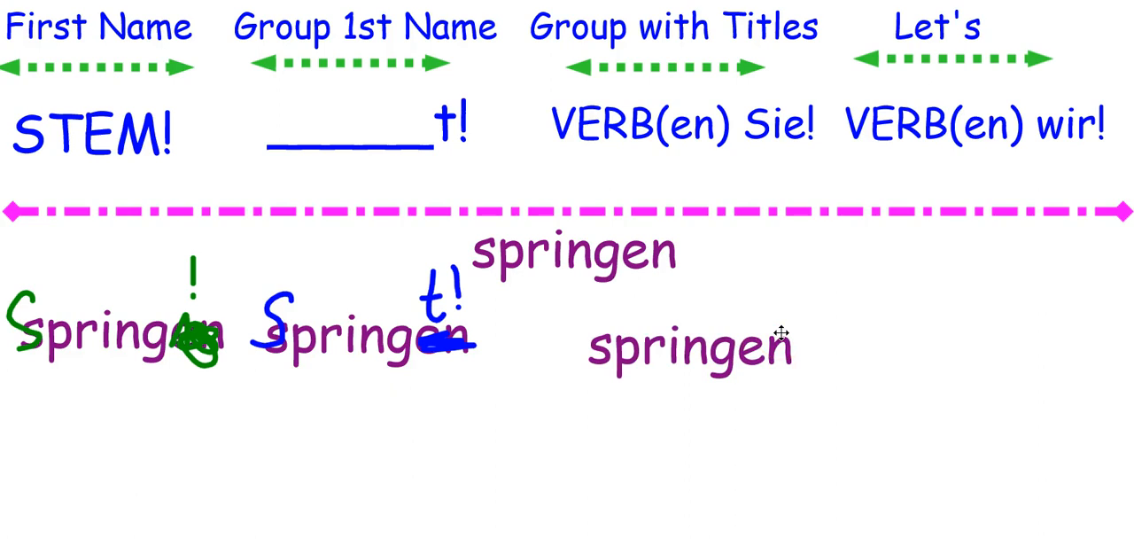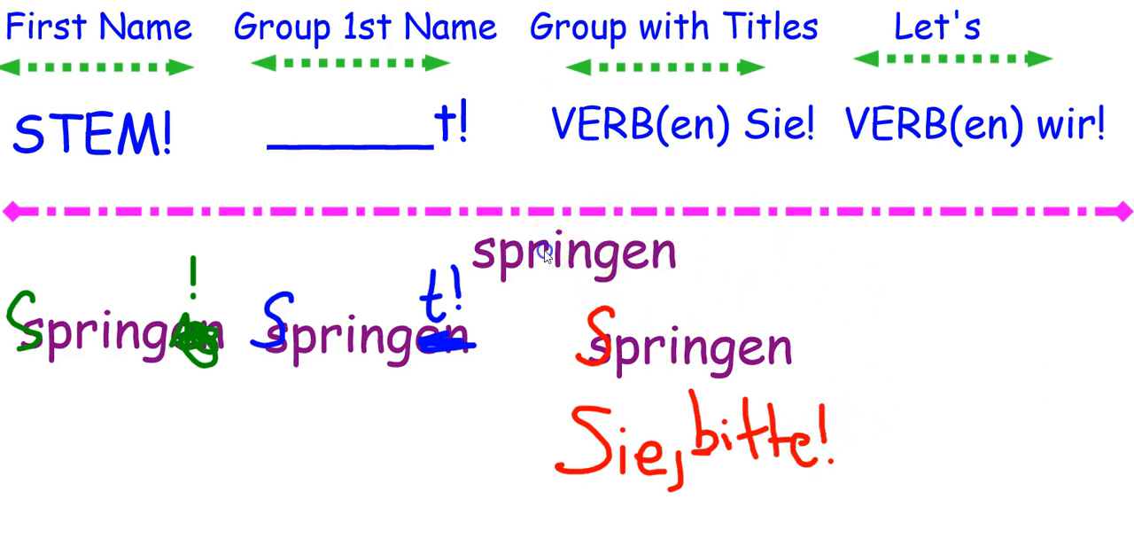If you're talking to a group of people that you're not on a first name basis with, so Herr und Frau Braun, or just Herr Braun, or just Frau Braun, you would keep the verb in its infinitive form, and you would say springen Sie with the capital S, Sie. So you're saying you jump. You might want to say springen Sie and then add the nice word, please, right? The magic word. So you might want to say springen Sie bitte.